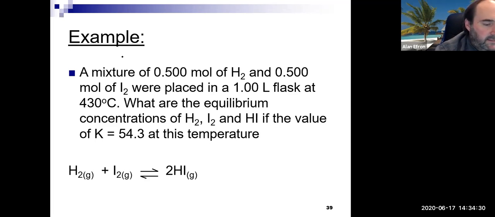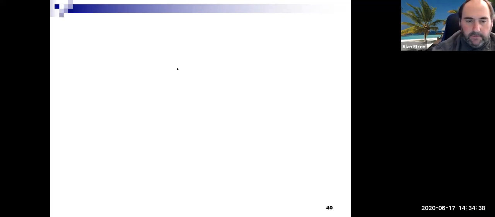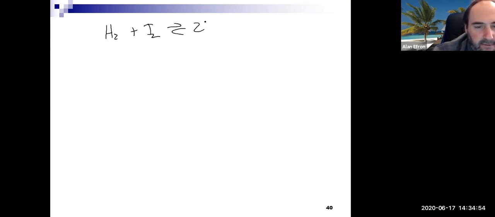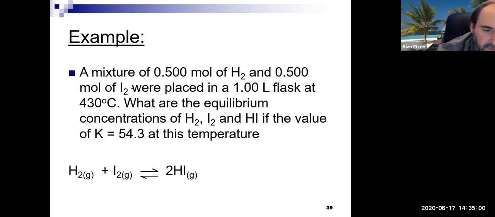All right, so let us see how we're doing here. Let's give it the old college try. So we have H2 plus I2 giving you 2HI, I believe. And in this particular case, we were starting with 0.5 moles of H2 and 0.5 moles of I2, placed in a 1 liter flask.